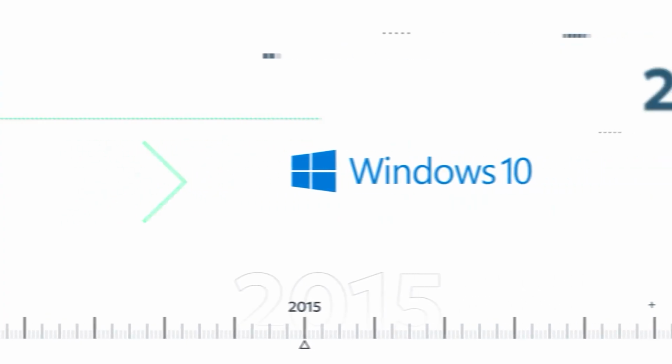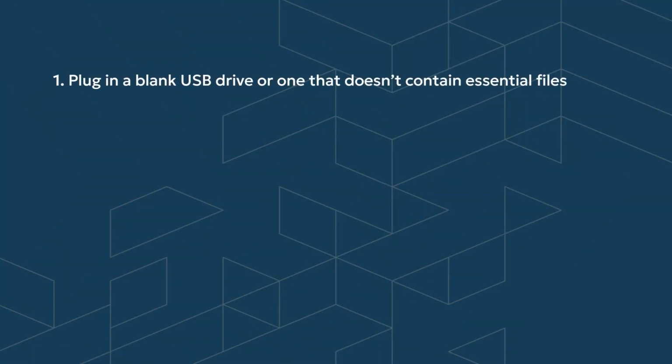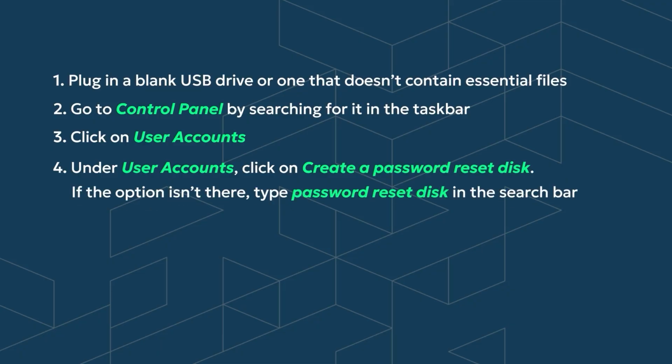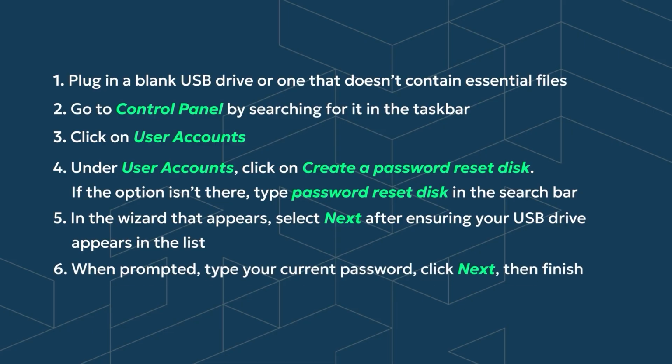Windows 10. First, sign into your local account and connect a blank USB flash drive to your PC. Use the taskbar to search for the control panel, open it, and click on User Accounts. Under User Accounts, click on Create a Password Reset Disk. Alternatively, you can type Password Reset Disk in the search bar and click on the corresponding option. After the wizard appears, check whether your flash drive is on the list and select Next.